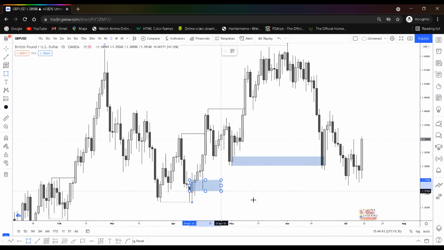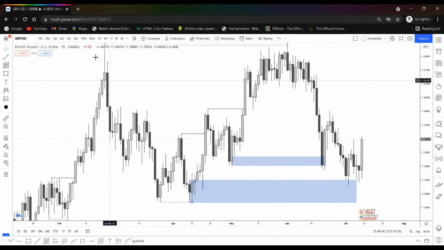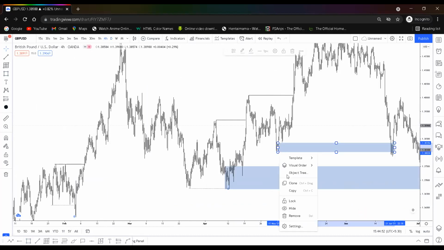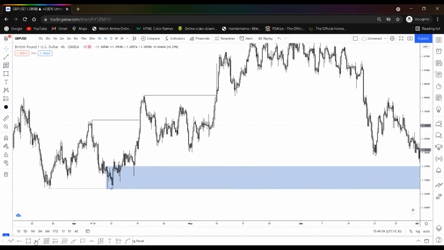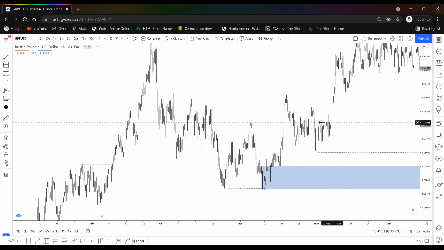This was that last push down, and then what we do is we refine it down to the 4 hour, and now we've identified the trap. This is a trap. That's the trap. So we're going to look for something.